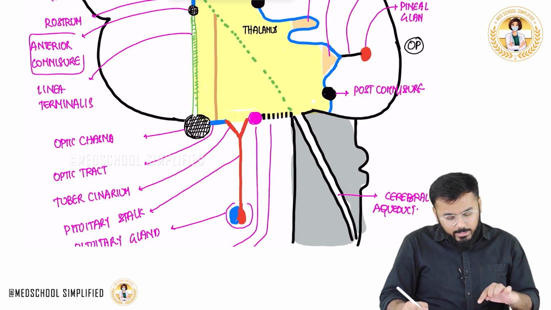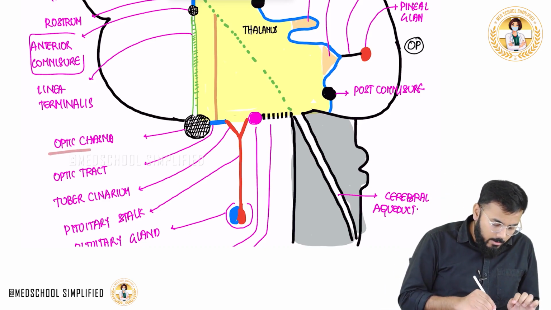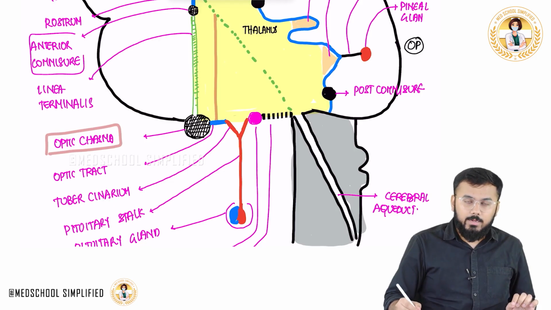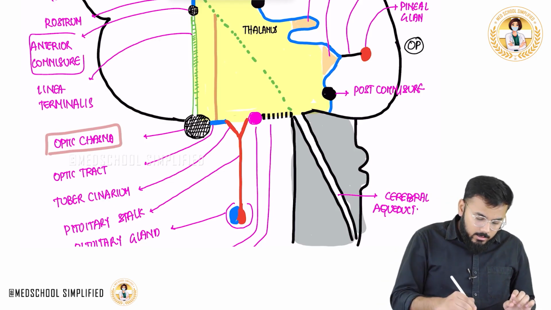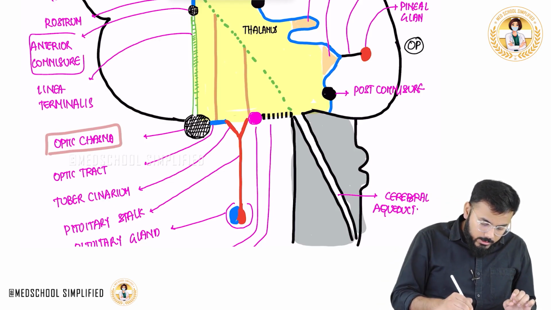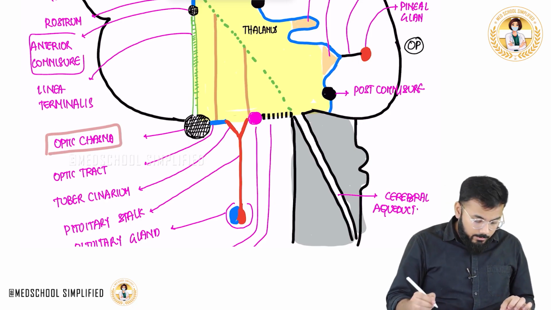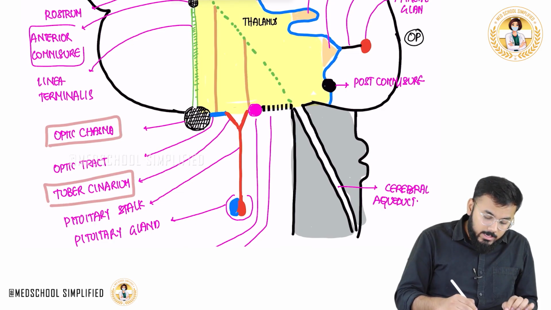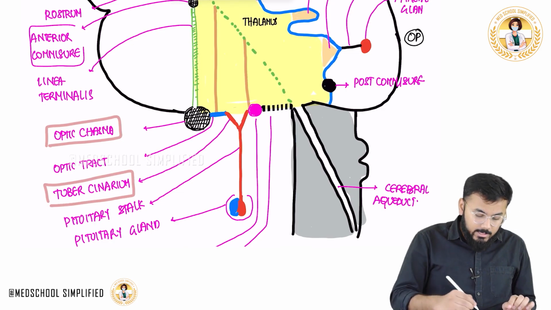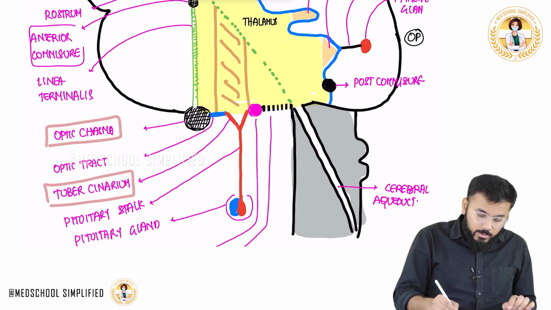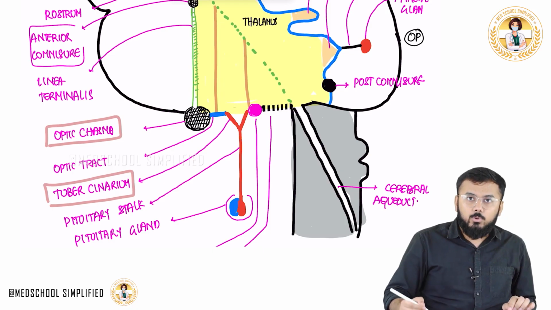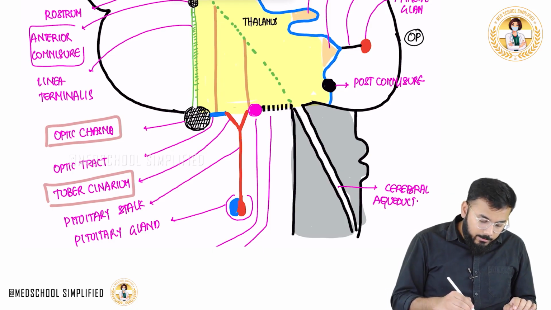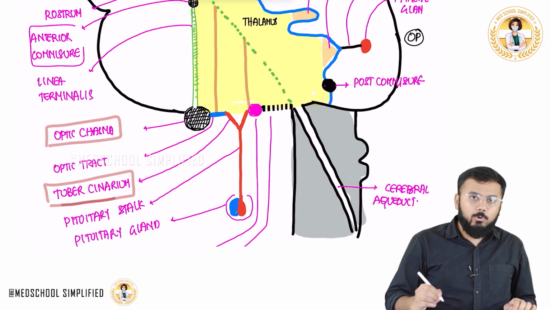Where is the anterior part? Can I tell the anterior part is located above the optic chiasma, right? Now where is the posterior part? Look here, till here is the posterior part. The entire part which is above the tuber cinereum, you see this part, okay? So this part is called the posterior part. The posterior part is located exactly above the tuber cinereum.